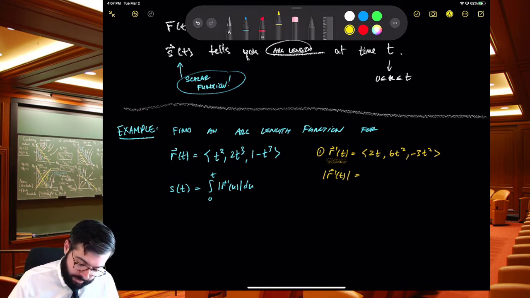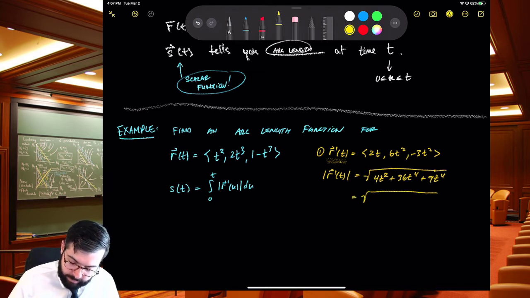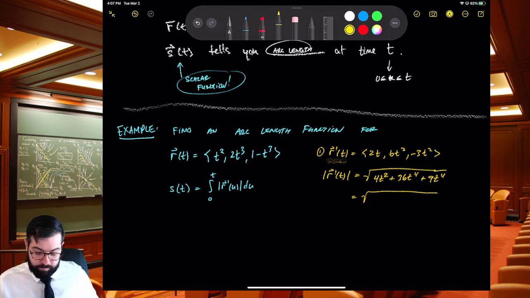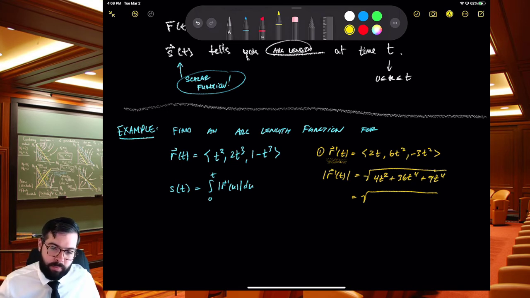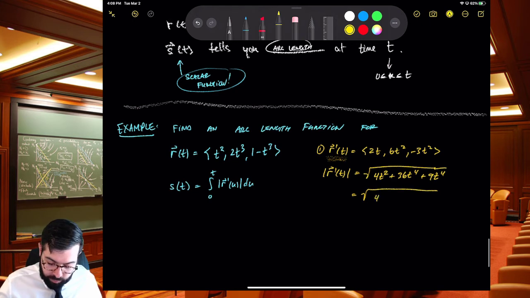So magnitude is going to be 4t squared plus 36t to the fourth plus 9t to the fourth, right? I don't like creating too many shortcuts, but we compute magnitudes a lot, and in the Cartesian coordinate system, it's really square the components and add them up. So I'm kind of just fast forwarding through these a little bit. So 4t squared plus what? 45t to the fourth?